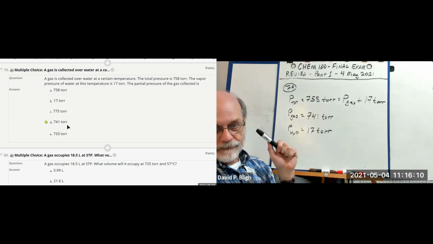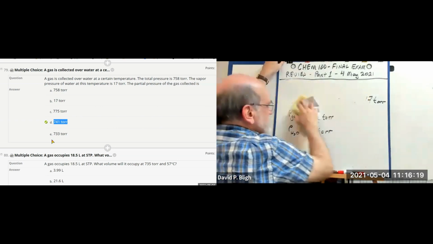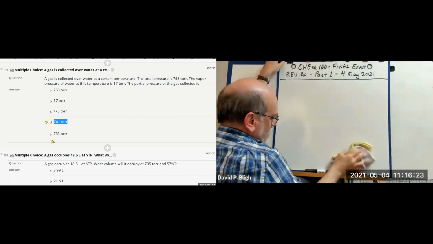Okay. That wasn't as bad as it initially looked, huh? We just have to know which law to use. Dalton's law of partial pressures.